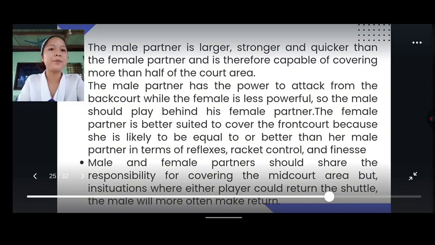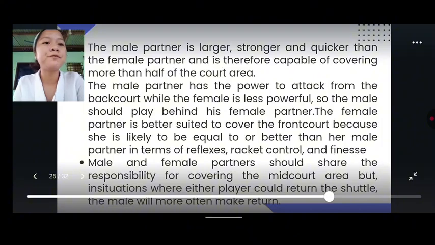So, the female partner is better suited to cover the front court because she is likely to be equal to or better than her male partner in terms of reflexes, racket control, and finesse. So the female should be at the front, because she can attack quickly if the opponent plays a shot that is close to the net.